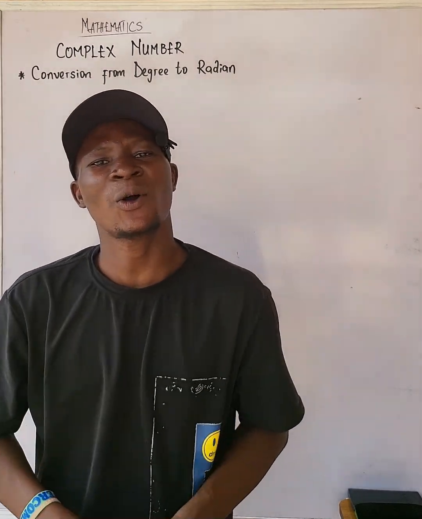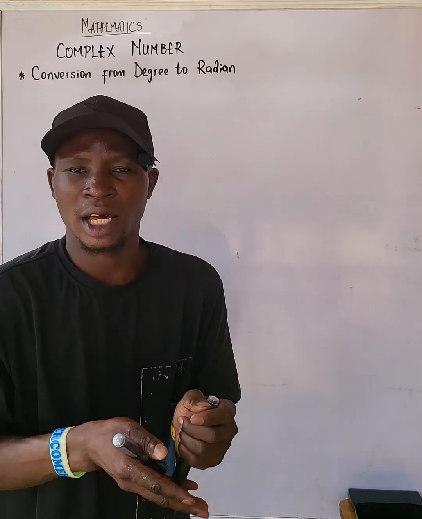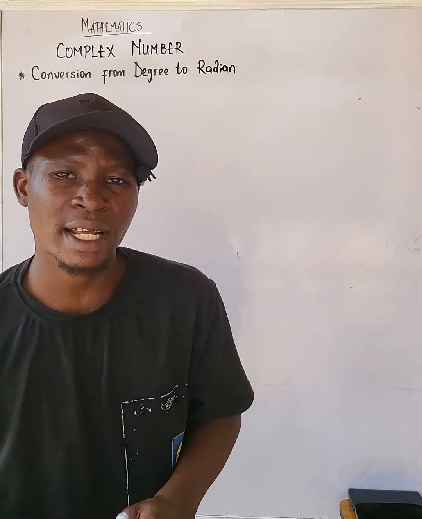Welcome back. So still on complex number. Now we are going to conversion from degree to radian. So if you are given your theta in form of degree and you are told to convert it to radian, how do you go about it?